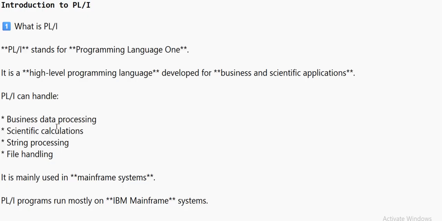So PL1 can handle business data processing, scientific calculations, string processing, and file handling. As you know, COBOL can do only arithmetic operations but not scientific calculations. So this is one advantage, that PL1 can do scientific calculations as well. Now, it is mainly used in mainframe systems. We all know this. This is for mainframe systems, and PL1 programs run mostly on IBM mainframes. So, as per my knowledge, this works on mainframes only. I'm not sure, maybe it will work on other systems also.